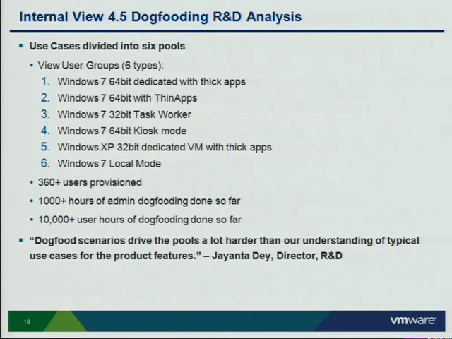We did the lower-end 32-bit task worker, right? The receptionist as an example, or whoever's doing light-duty work. We did a lot of work with kiosk mode because that's one of the things that we've been waiting for, right? And a lot of you have been waiting for various reasons. We did a 32-bit VM, very similar to number one, except dropped it from 64-bit to 32-bit to make sure that we didn't see any kind of incompatibilities there.